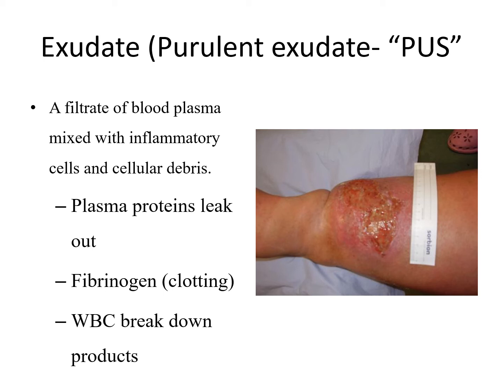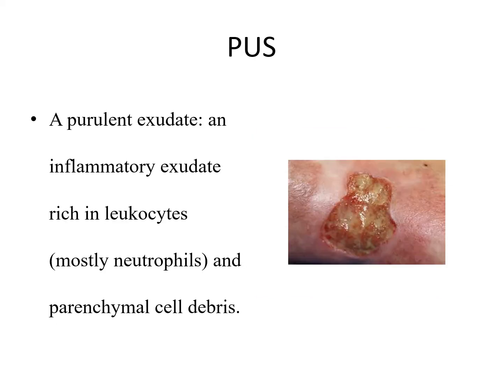It also is a byproduct of white blood cells that are breaking down themselves because of the phagocytic process, for example, or from breaking down the surrounding damaged tissue. So again, pus is an inflammatory exudate, rich in leukocytes, primarily neutrophils, and it also has parenchymal cell debris, meaning that it has damaged cell tissue.